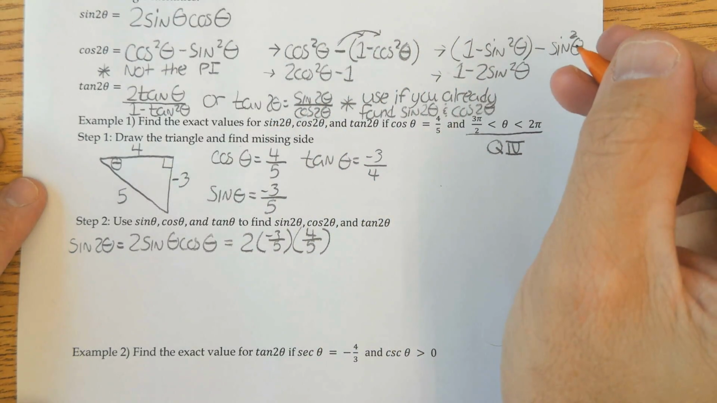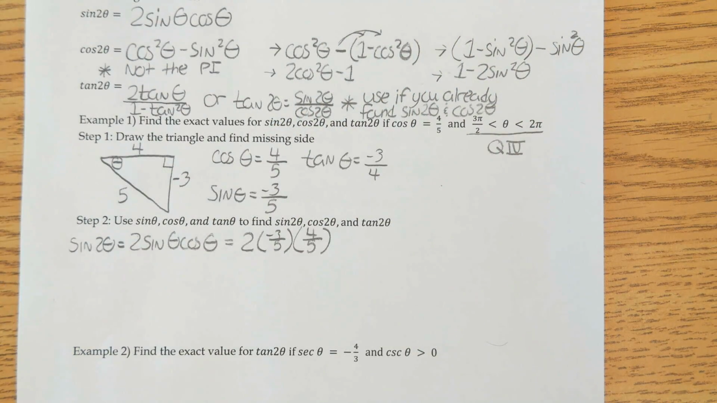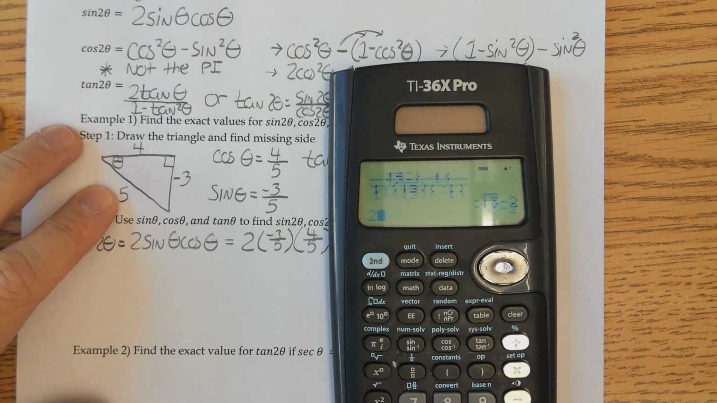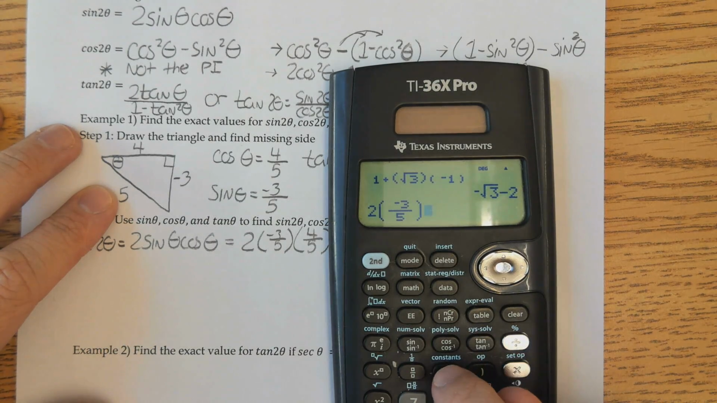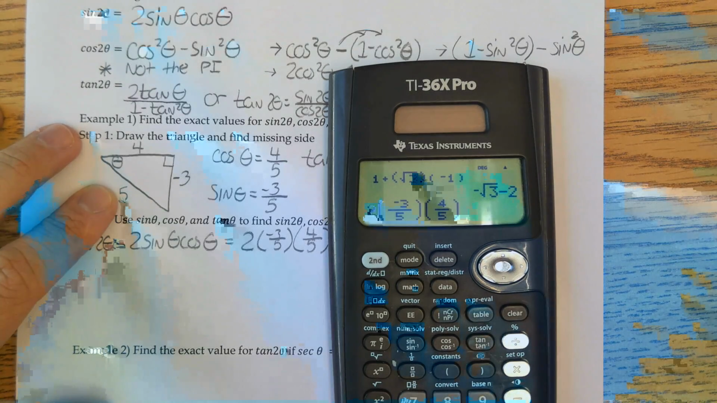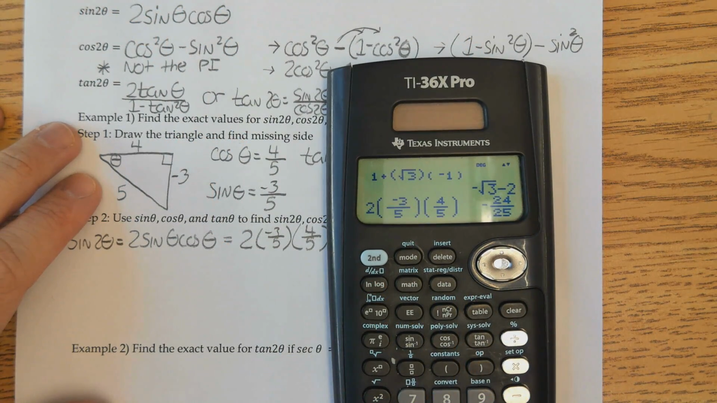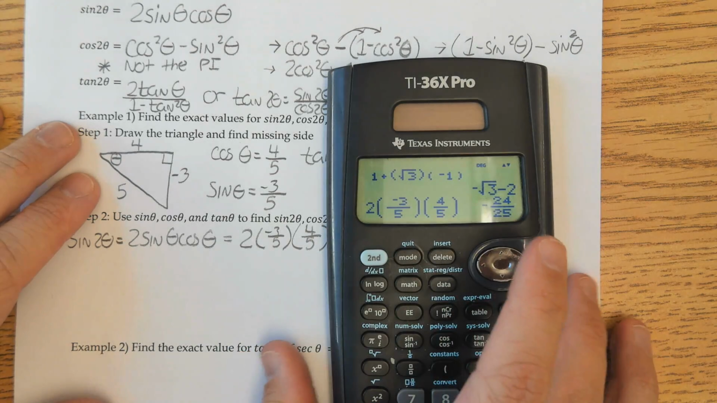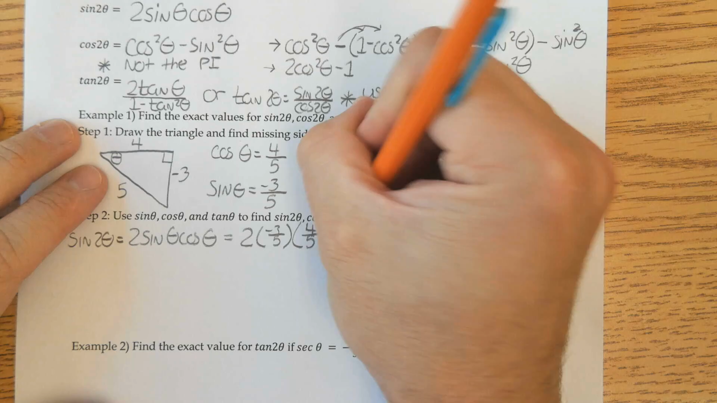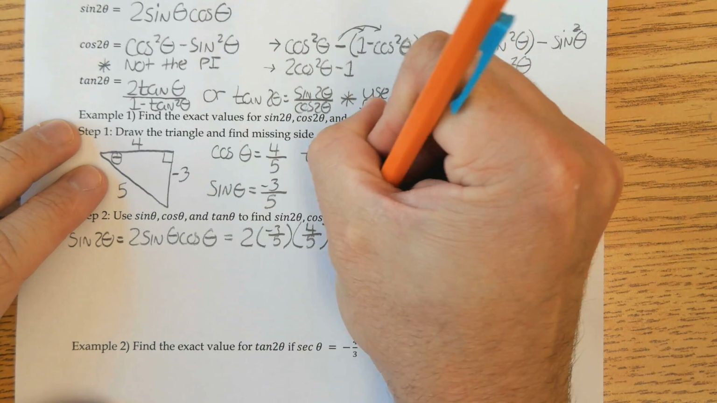And now all you're going to do is type that in as you see it. So I'll show you one time here real quick. Okay, it's going to be 2, parentheses, fraction -3/5, close parentheses, open parentheses, fraction 4/5, close parentheses. And when you do that, look what you get. You get a -24/25. So that is what sine 2 theta is equal to, -24/25.